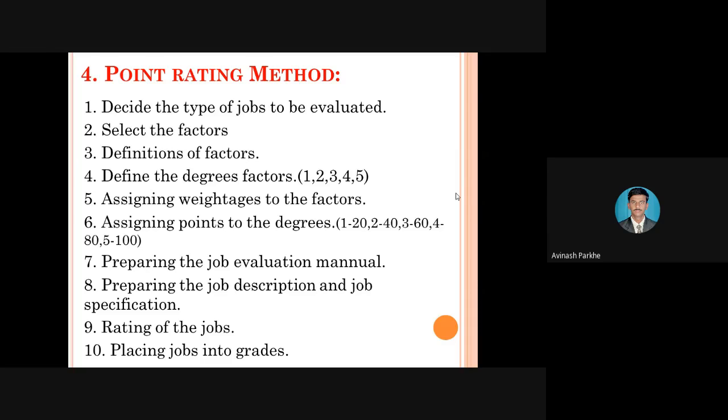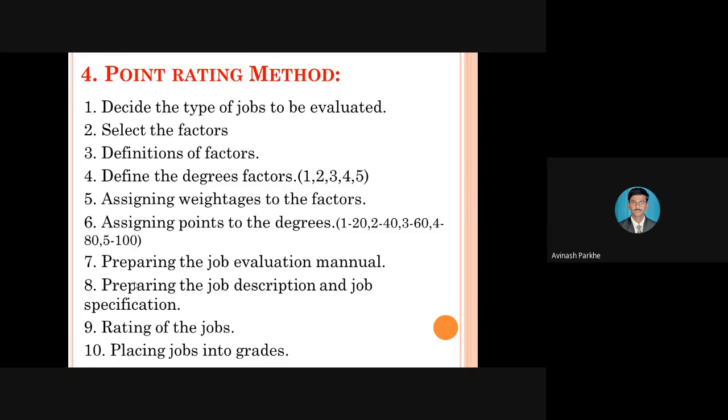So like that, first of all, we have to decide the weightage of each and every factor, and according to that particular weightage, the degrees are to be defined. So for that purpose, here I have written in the sixth step, assigning points to the degree. So for first degree, how much percentage is there? 20%. For second degree, what is percentage? 40. For third degree, what is percentage? 60. For fourth degree, what is percentage? 80. For fifth degree, what is percentage? 100. If my total job evaluation will be taking place based on only one factor, for example, education.